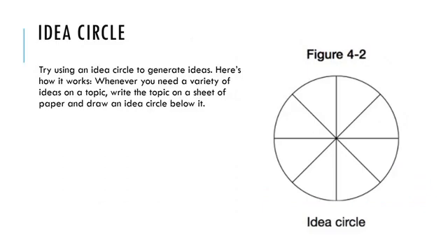Some people also use an idea circle to generate ideas. For example, whenever you need a variety of ideas on a topic, write the topic on a sheet of paper and draw an idea circle below it. It's kind of like creating a checklist of the ideas that you have, and then you write them down. In the end, you can eliminate the ideas that you think are not suitable for your report.